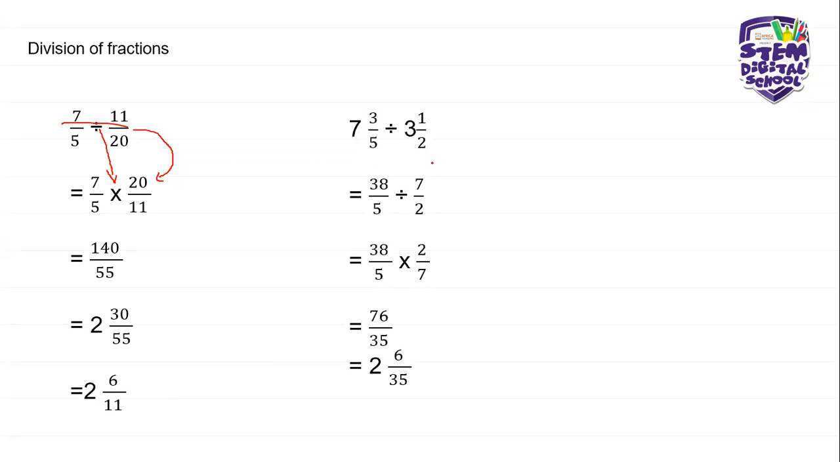Same story here. I convert these into improper fractions. So I keep the denominators the same, and I say 7 times 5 plus 3. 7 times 5 is 35 plus 3 is 38. 3 times 2 is 6 plus 1 is 7 over 2. Then I change this into a multiplication, and I need to change the fraction on one side. So the numerator becomes a denominator, the denominator becomes a numerator. Then I've got 38 over 5 multiplied by 2 over 7. 38 times 2 is 76. 5 times 7 is 35. And I just simplify, it's 2, 6 over 35.